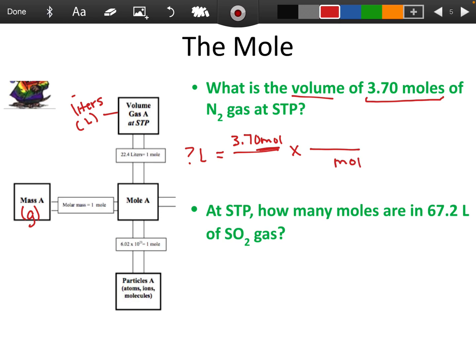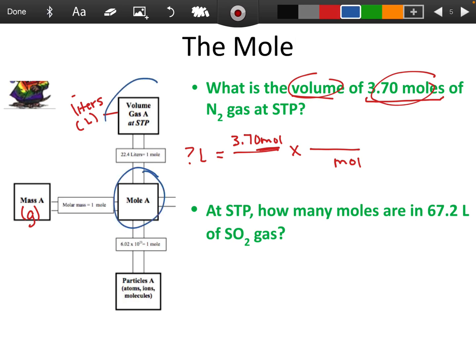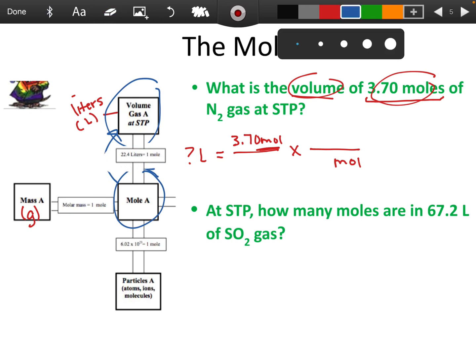Then we're going to go over to our mole map. We're going from moles to volume. So I know that I'm converting from moles to volume. This is the conversion factor that I'm going to use. If moles goes on the bottom, the number 1 goes with the unit mole. Whatever 1 mole is equal to is going to go on top.